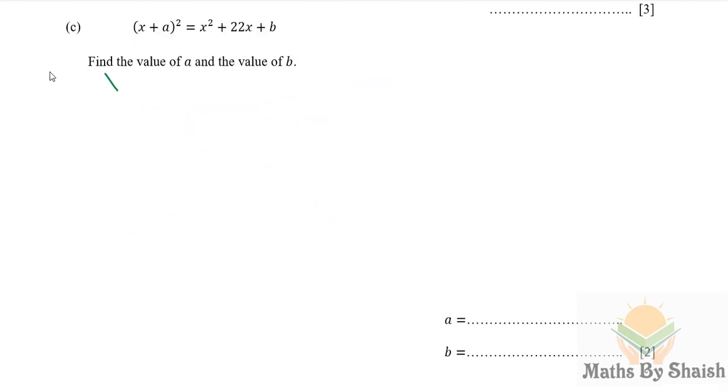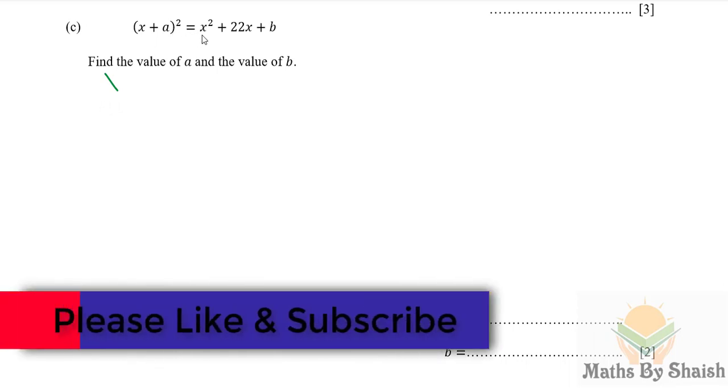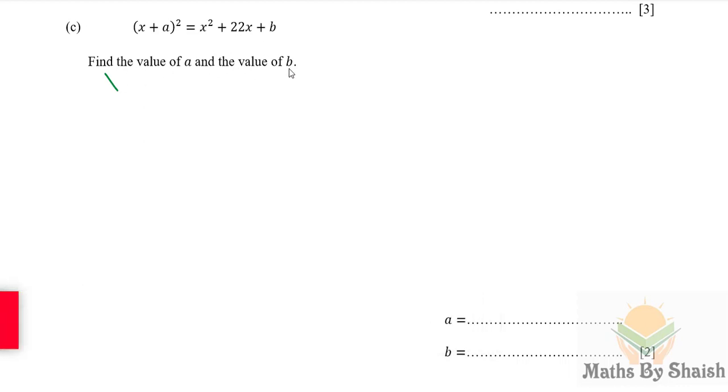Here's the C part. x plus a whole square is written as x square plus 22x plus b. Find the value of a and value of b. So we are going to compare it, and the best way is to simplify the left hand side. We can expand it by the identity a plus b whole square. So we will get x square plus 2 times x into a, plus a square.